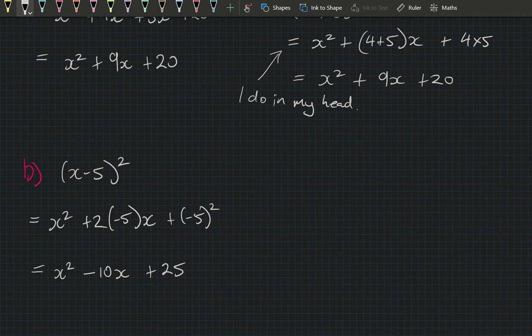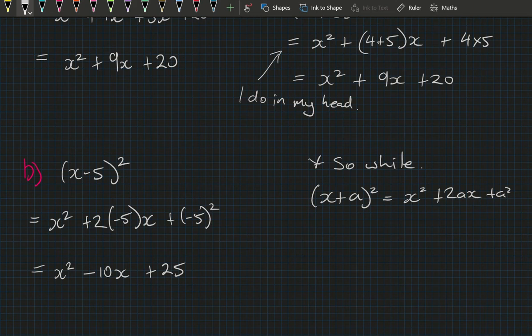So it's worth noting here that while (x + a)² is equal to x² + 2ax + a², if you've got (x − a)², you end up with x² − 2ax + a².